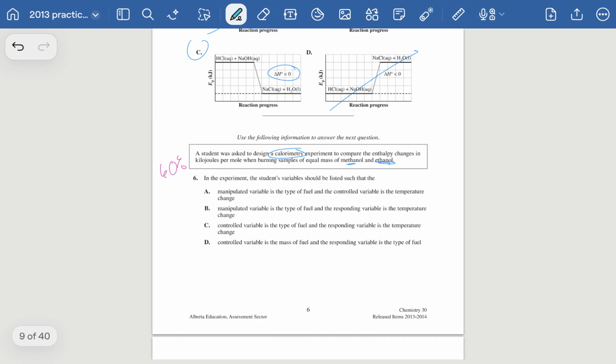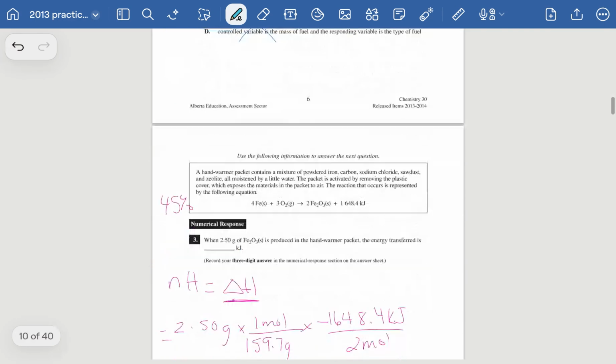we can keep a lot of things the same, so whatever we can keep the same. And then responding is the thing you measure. So when we're going through this, reading, manipulated variable is the type of fuel. Well, we do know that, so it's one of these. Controlled is not the type of fuel or the mass, but going up here, the responding variable is the temperature change. That's going to be what's responding, and the only one that matches here is B. So I like that this tested well, because I find in our classes that we kind of slack on knowing the controlled, manipulated, and responding, which should be nice and easy questions for us to get.